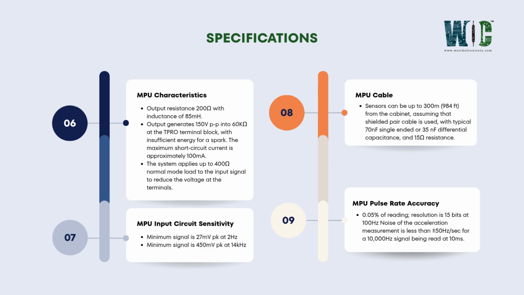The system applies up to 400 ohms normal mode load to the input signal to reduce the voltage at the terminals. MPU input circuit sensitivity: minimum signal is 27 mV peak at 2 Hz. Minimum signal is 450 mV peak at 14 kHz.